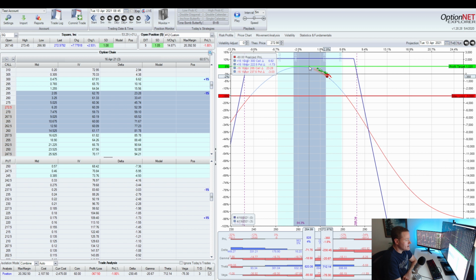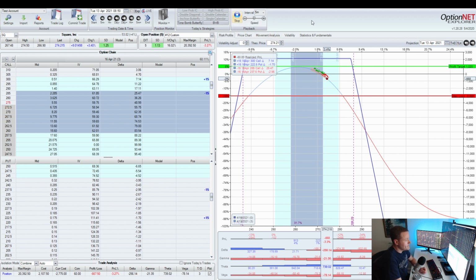So since Square has opened with a gap higher and is trading higher this day, look what's happened now. The spread is losing money, right? We're down 367. So the prior day, we were within about $100 of our profit target. We didn't take profit. Now the next day we open up with the spread going against us. So let's just hit play and see what happens.